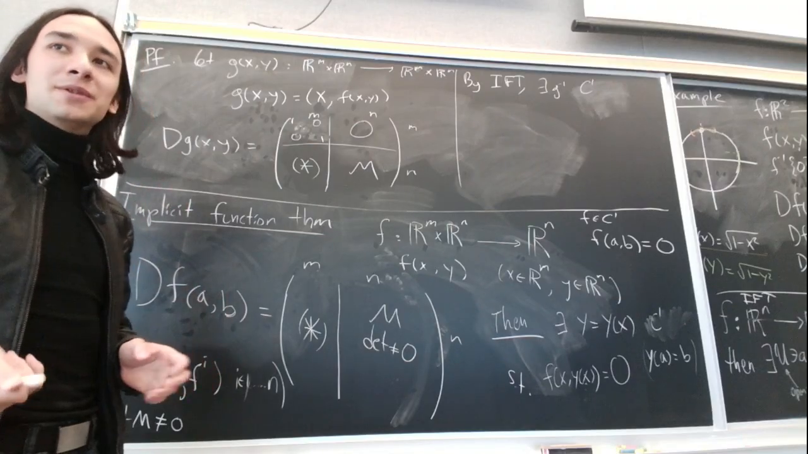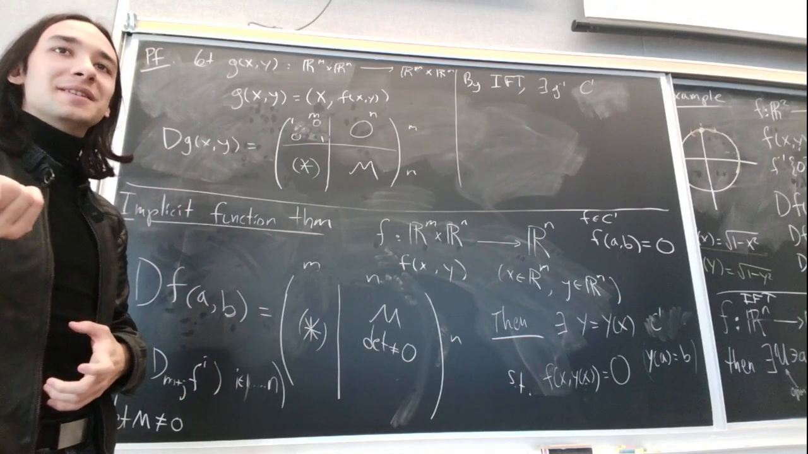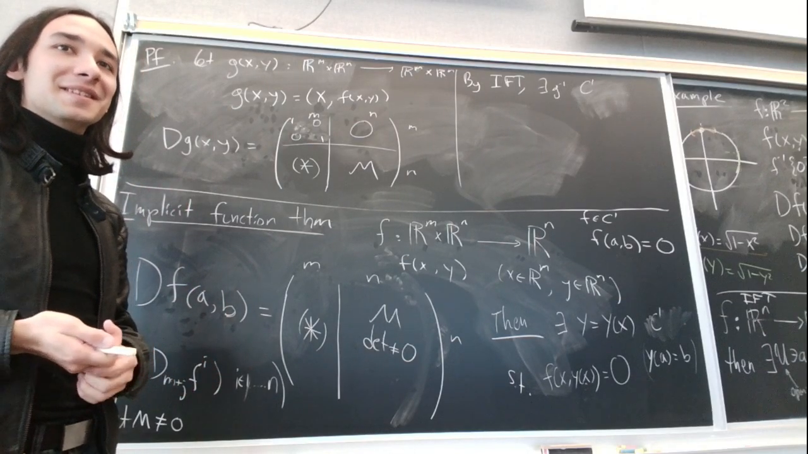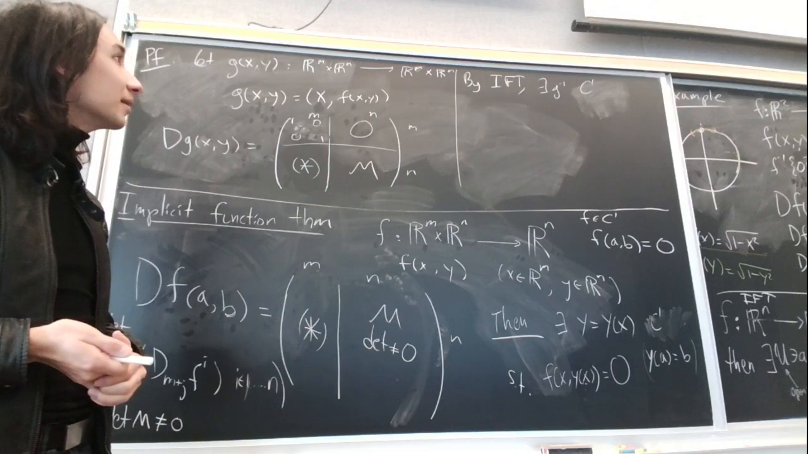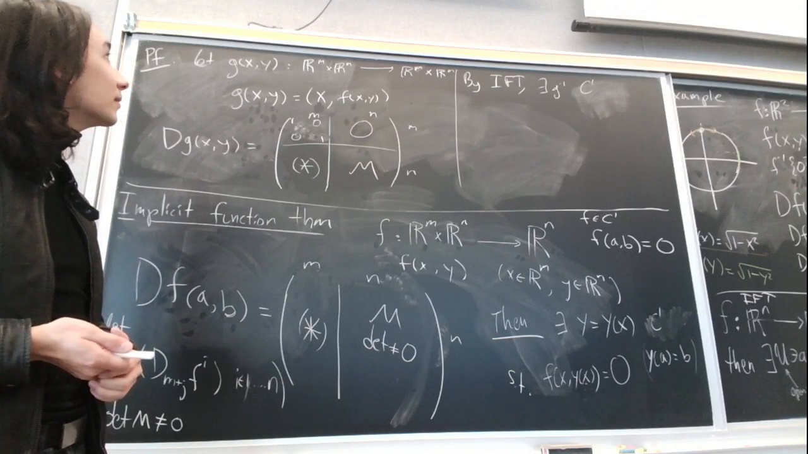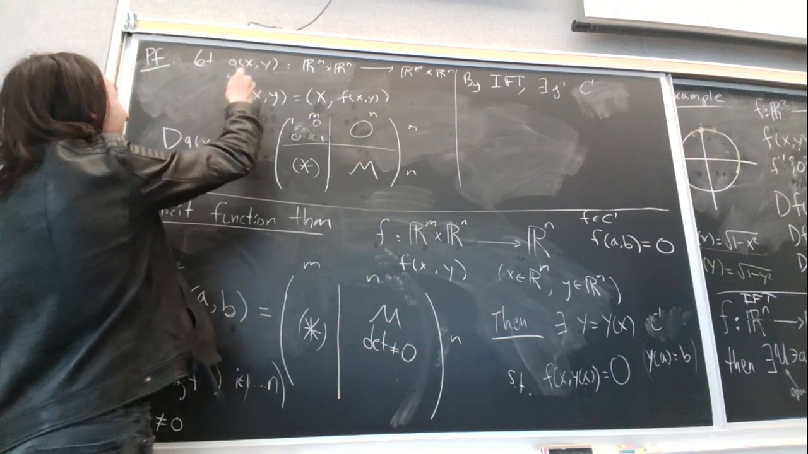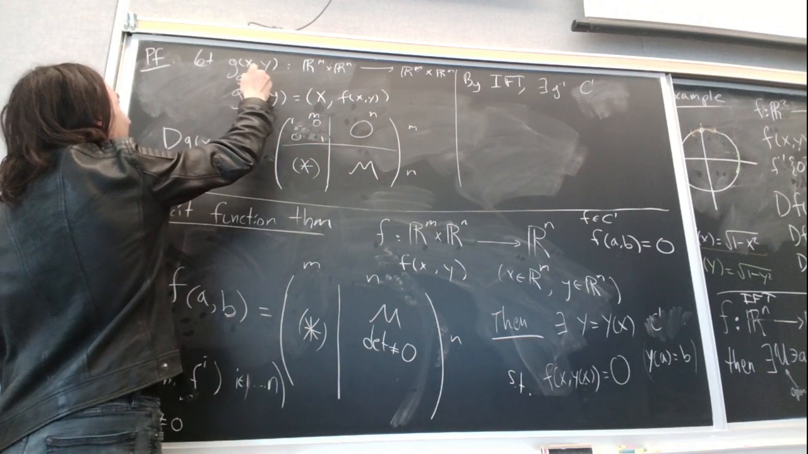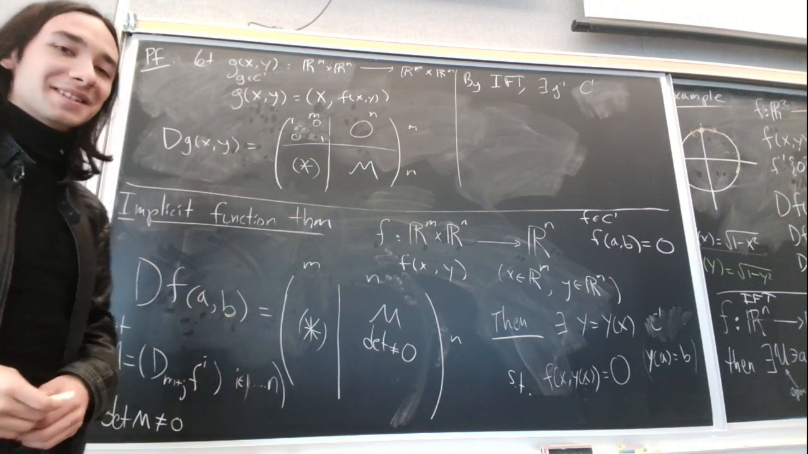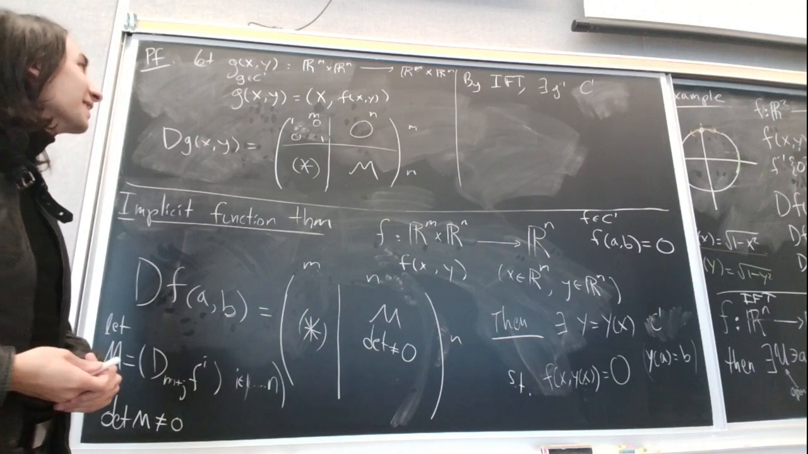Okay, so why did we want to invert it? Wait, sorry, and G is also C1 because it's a composition. Do you want to write that? But maybe just say it. G is C1. Yes. Because it is. Look at it.